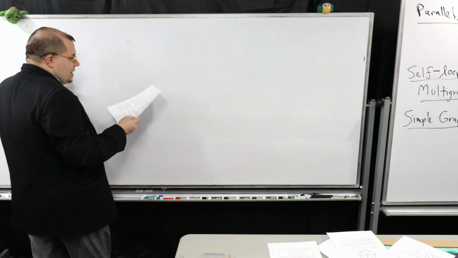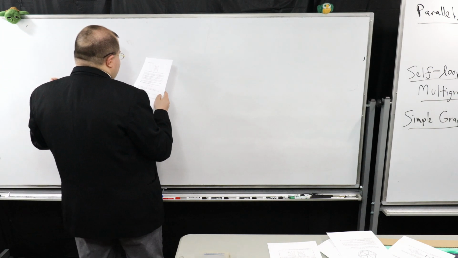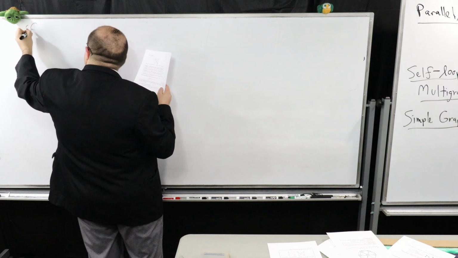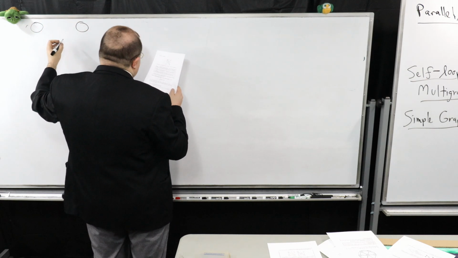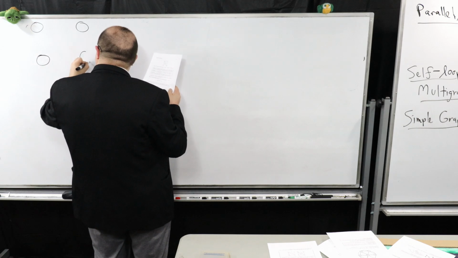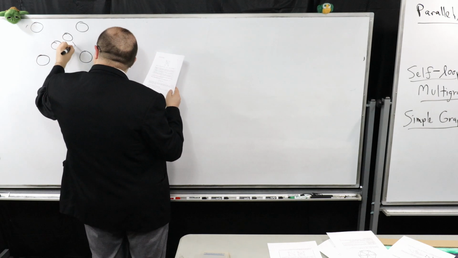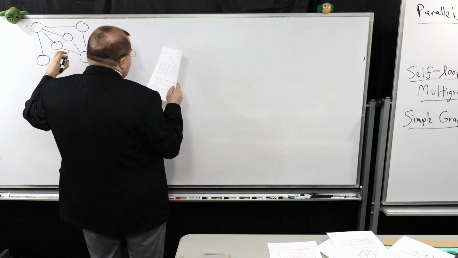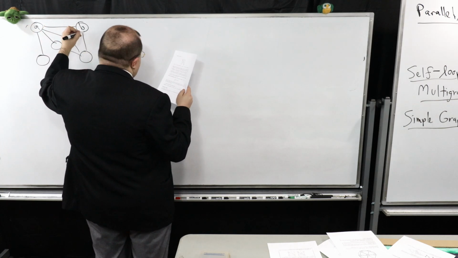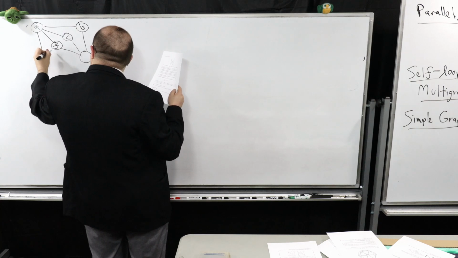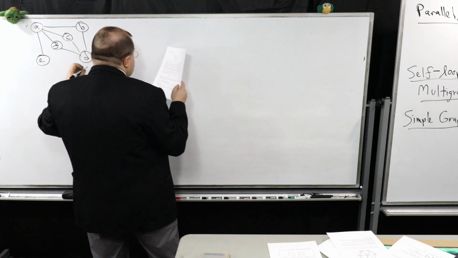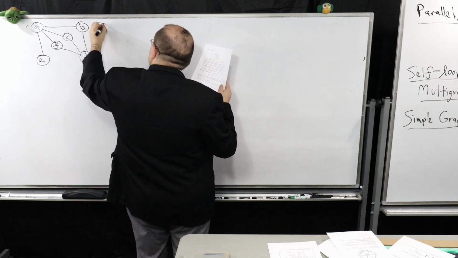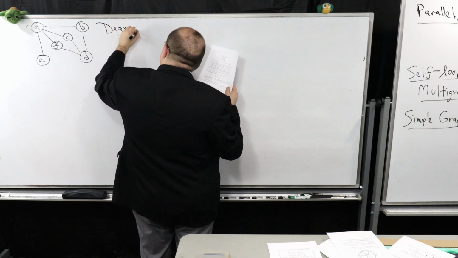Again, I should have kept that graph there. I'm going to use it, so let me draw the graph again. Keep in mind, it doesn't have to be this graph. I'm just using it as an example. So I have A, B, C, F, D, and E. So I'm going to define the notion of a degree of a vertex.